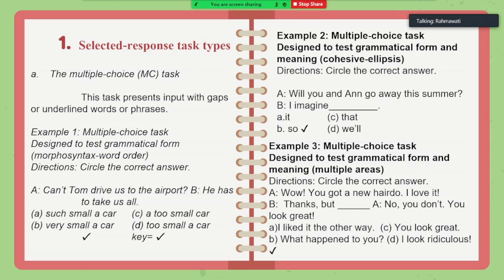And then the third example is designed to test grammatical form and meaning in multiple areas. In example three, the first is an adjacency pair. In this example, it involves compliments about a new haircut. You got a new hairdo. I love it. The second adjacency pair consists of an expression of gratitude, thanks, and an assessment of the new hairdo. I look ridiculous. This is the expert response.